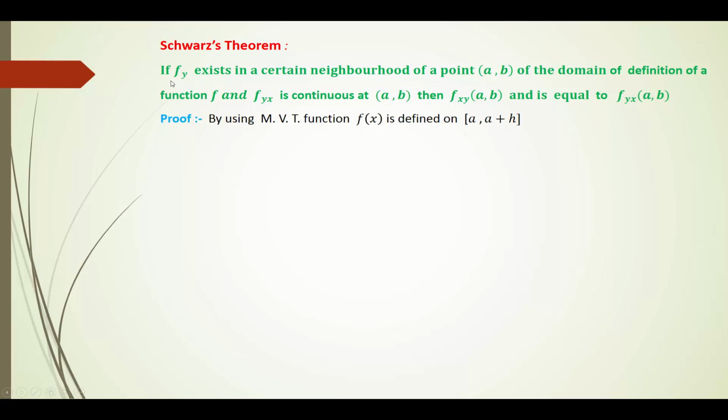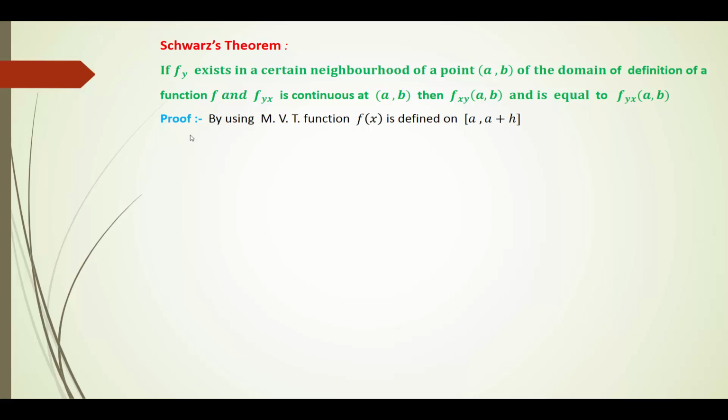Means if f_y exists in a neighborhood of (a, b) in the domain of function f and f_yx is continuous at (a, b), then f_xy(a, b) also exists, and we show that f_xy(a, b) equals f_yx(a, b). To show that f_xy(a, b) is equal to f_yx(a, b). This is Cauchy's theorem. Proof.